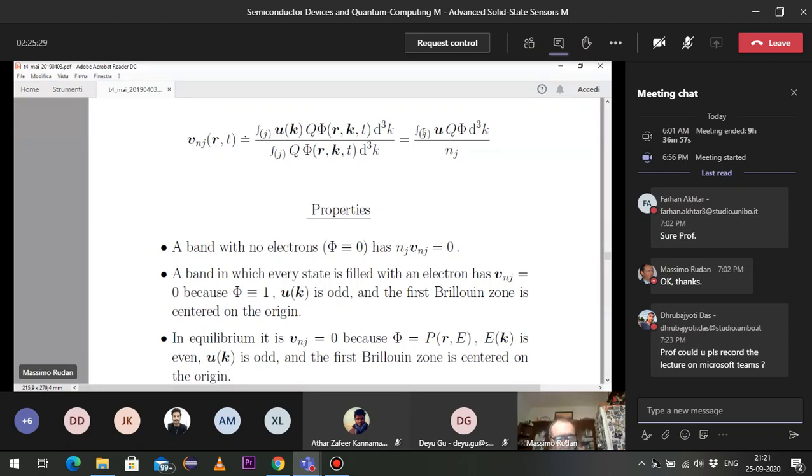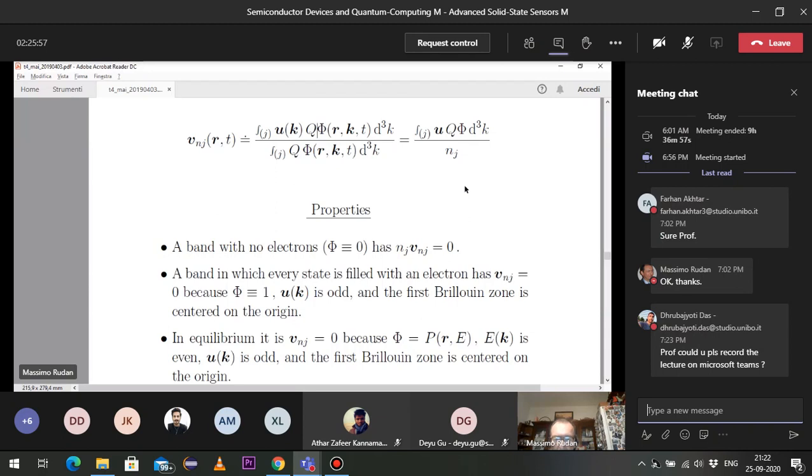because for each contribution that is positive, there is an equal and opposite contribution to the flux that is negative, so they cancel each other. Okay, so this explains why a band that is completely filled cannot contribute to the current, because the current is proportional to the flux of the electrons.